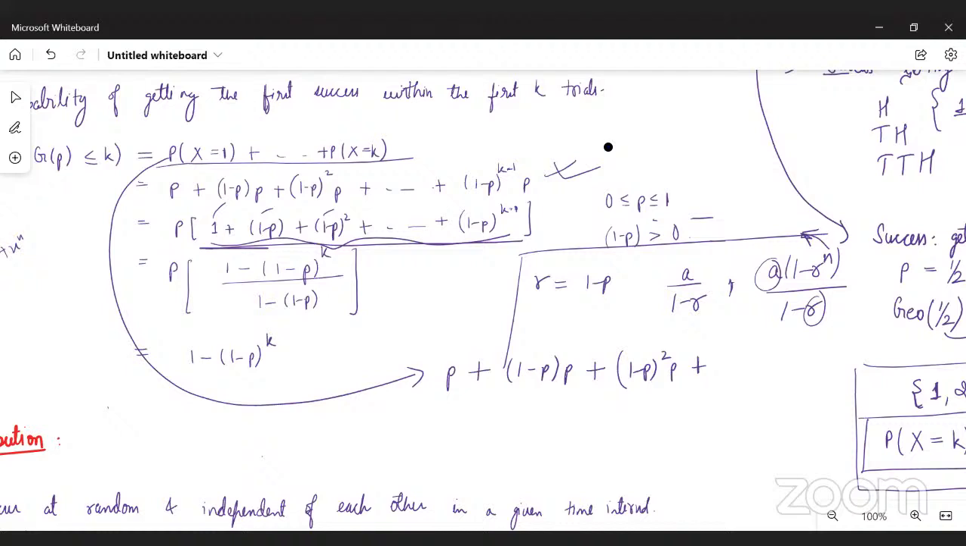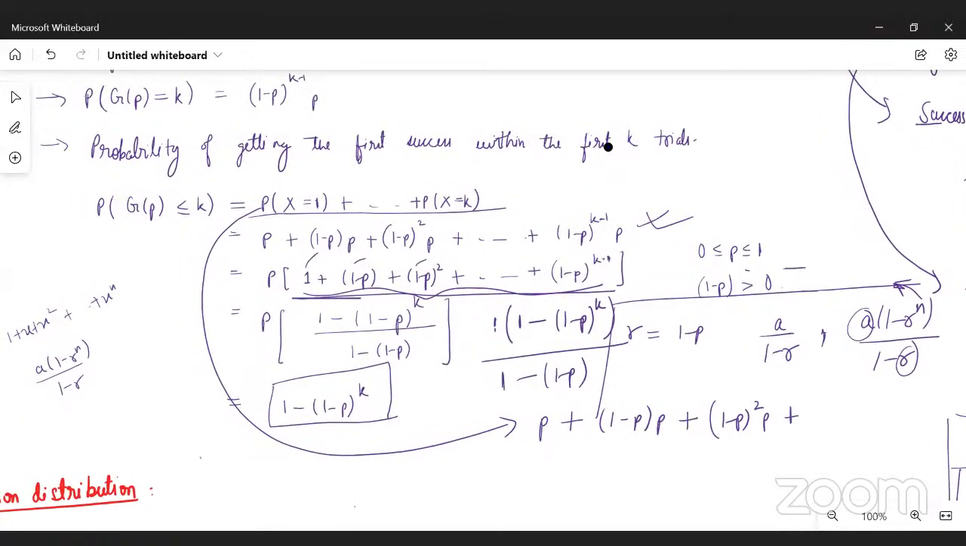Yeah, A is just 1. So A into 1 minus R to the power n, where R is 1 minus P. So 1 minus P to the power K divided by 1 minus R, which is P. So if you solve this, you will get 1 minus P to the power K. So this probability is the probability of getting the first success within the first K trial. Right? Is this expression clear?